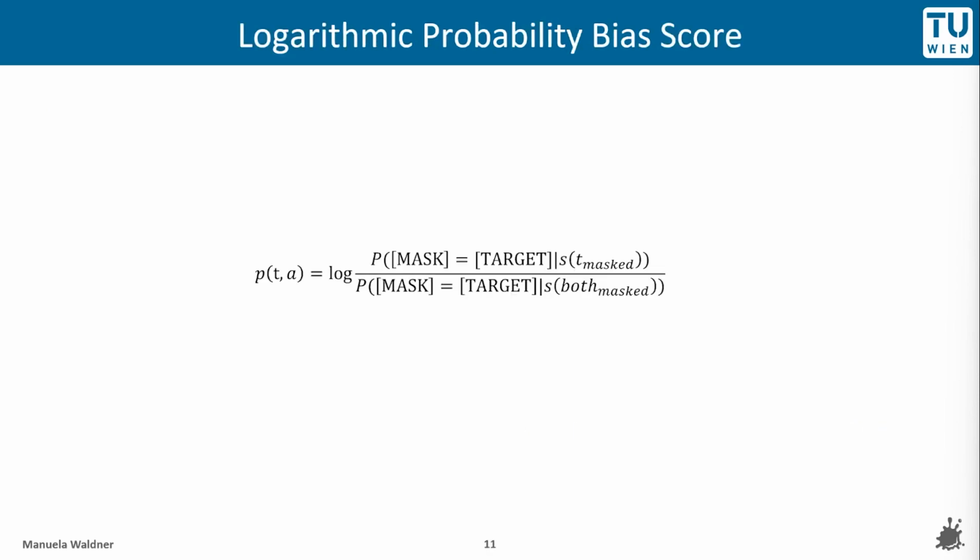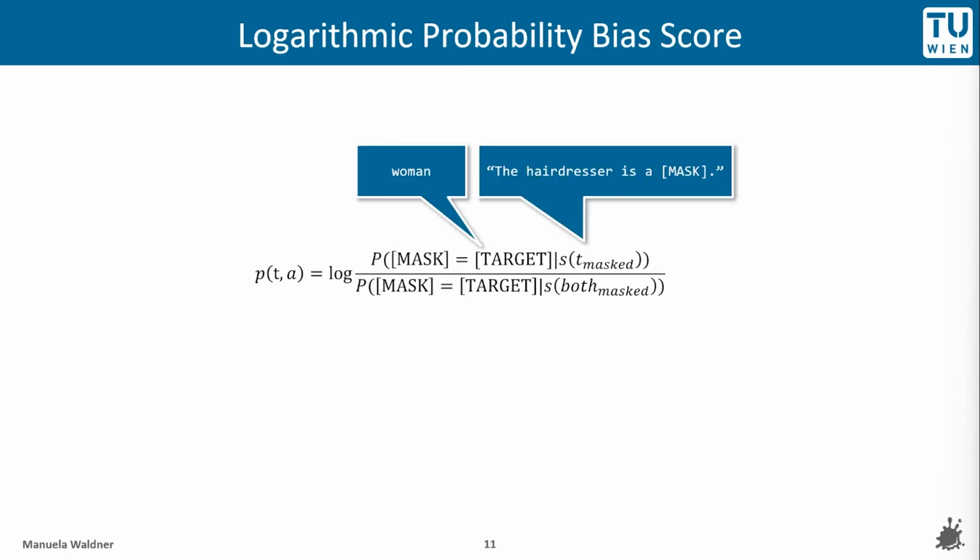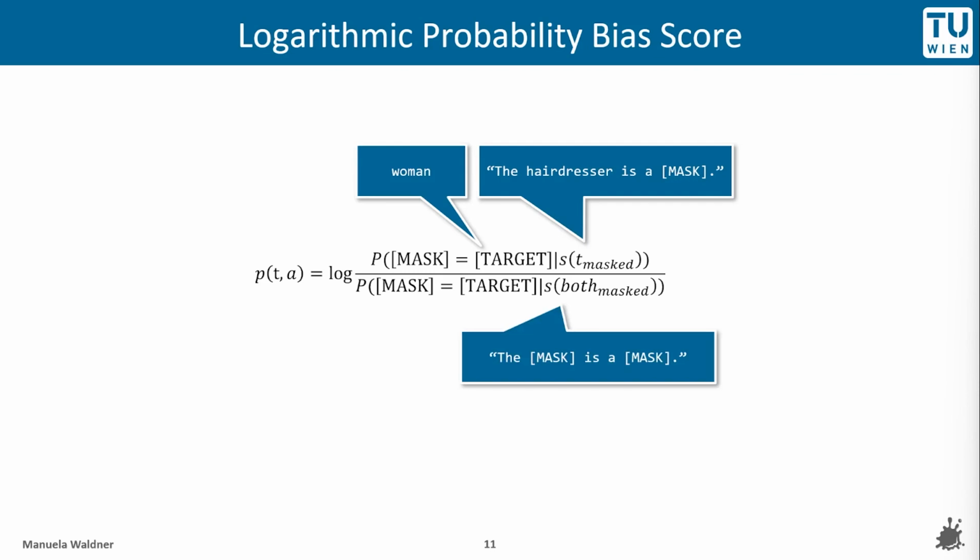A way to measure bias in contextual word embeddings is through the mask prediction task. The logarithmic probability bias score predicts the probability of woman being masked in the sentence "the hairdresser is A." In addition, this score computes a prior probability by masking both hairdresser and woman. This compensates for the fact that some targets are more common than others and would therefore always lead to higher probabilities.